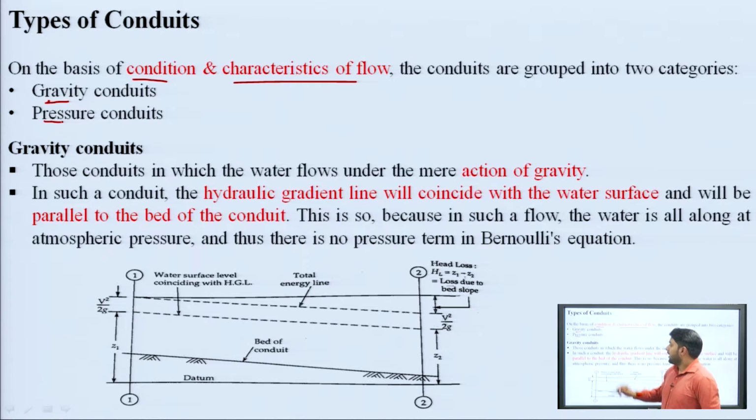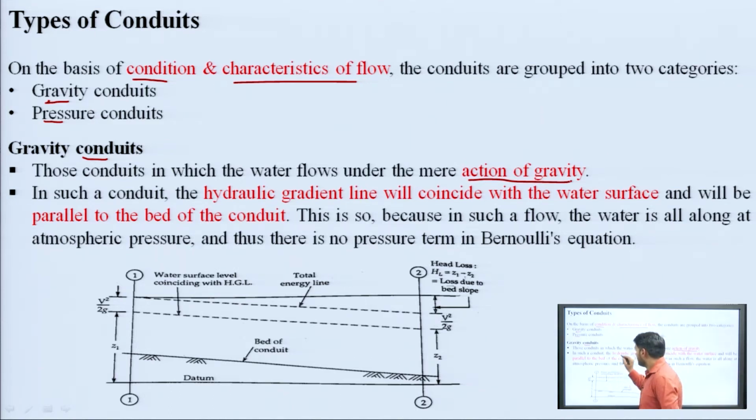So, what happens in gravity conduits? In gravity conduits, the water will flow under the action of gravity. Here the flow of water is under the action of gravity. We do not need any extra utility to add pressure for the transmission of water. What will happen in gravity conduits?